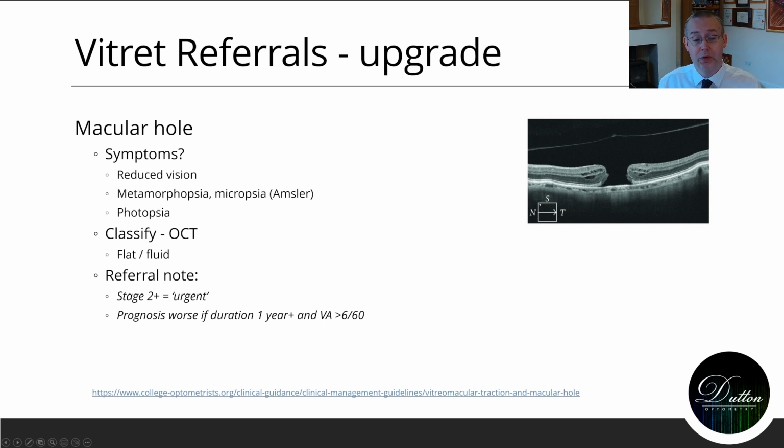And a note on referrals here: usually a macular hole at stage 2 or more is processed on an urgent referral basis. The key things here again are whether or not it's flat, and if there's fluid present, then that tends to again push it towards urgent, but stage 2 or more. And the prognosis is worse if it's been there for some time, so typically a year or more. And if the VA is 6/60 or worse, again, usually the prognosis is worse. But a lot of these patients do have quite a profound reduction in VA, and they recover really well after surgery.